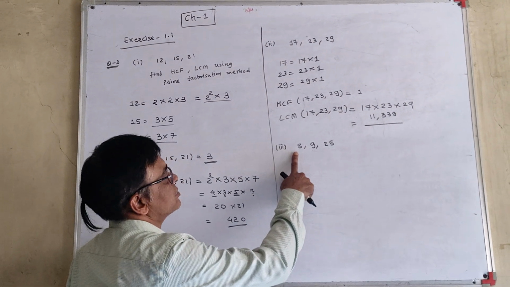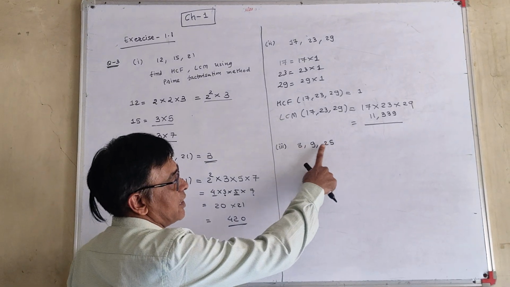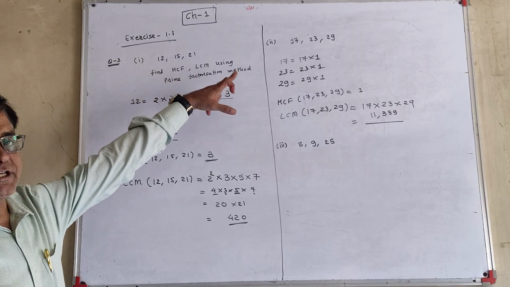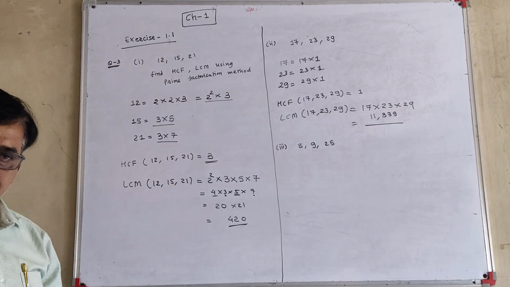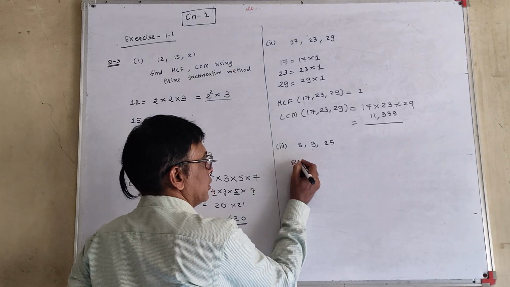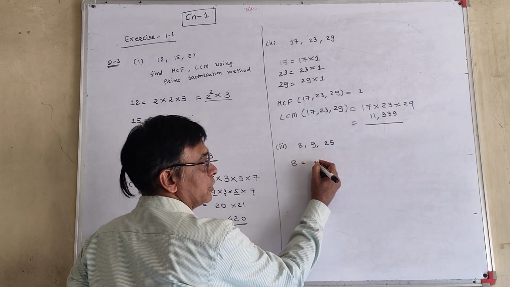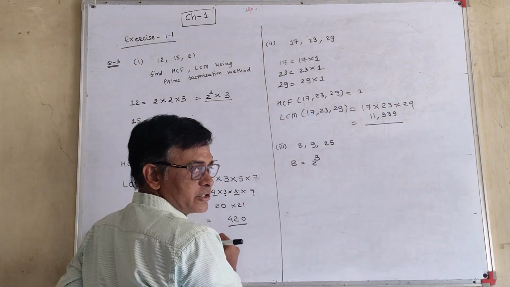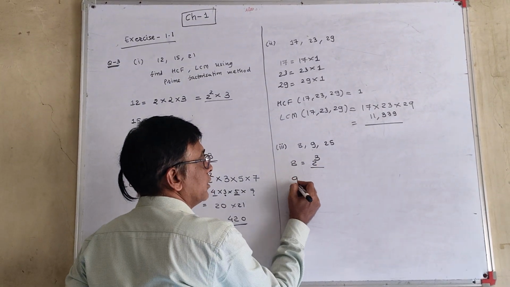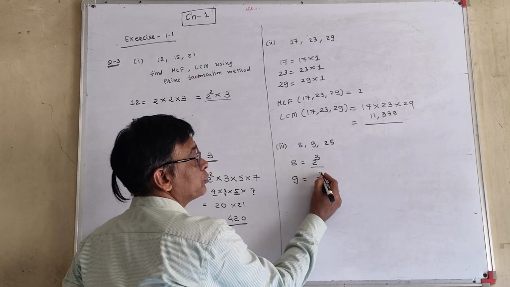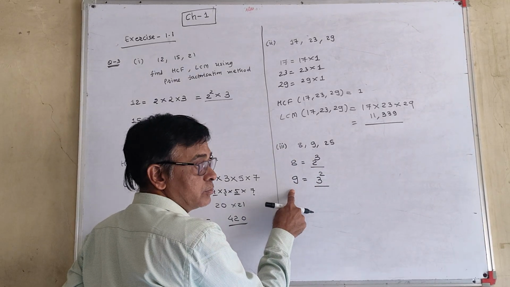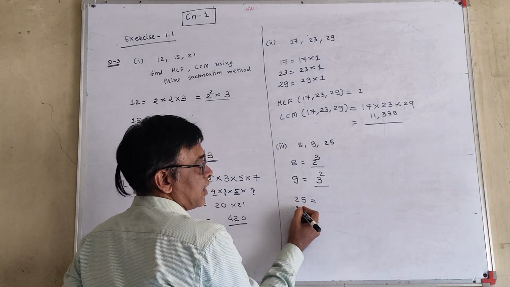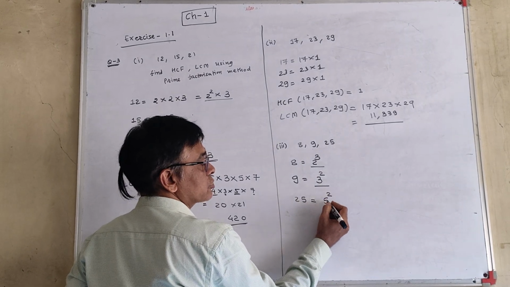Now the third question is 8, 9 and 25. Three numbers are given. Again we want to find the HCF and LCM using the prime factorization method. So 8 is the product of 2 into 2 into 2, that means 8 is equal to 2 cube. 9 is a square of 3, 9 means 3 into 3, that means 3 square. 25 means 5 square.